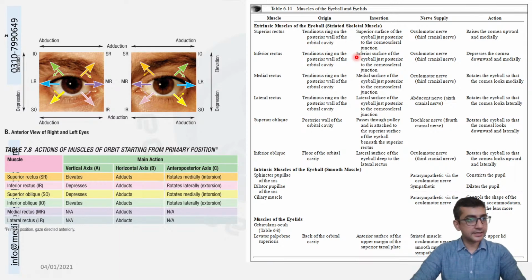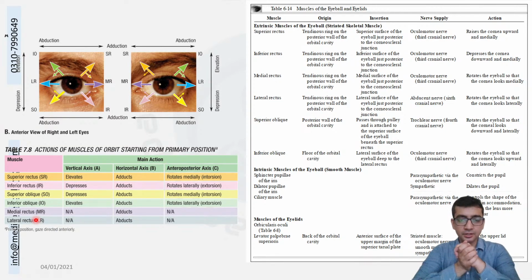This is the picture from Snell's anatomy, and this is the picture from Gray's Atlas, Gray's anatomy. The Gray's is very practical in the sense of talking in the axes. So you don't have to remember exactly the origin and insertions.